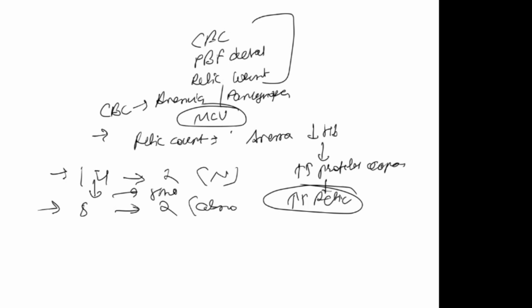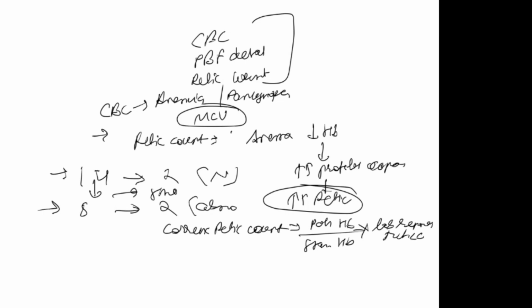So we have to see the corrected reticulocyte count. The lab will give us only the reticulocyte count, but that reticulocyte count has to be appropriate to the level of the anemia. We have to see the corrected reticulocyte count. The formula is the patient's hemoglobin over the standard hemoglobin, into the lab report of retic count.